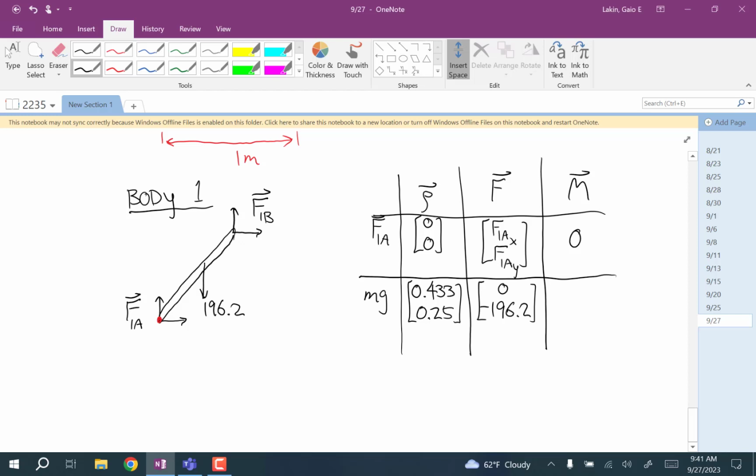Could someone calculate 0.433 times 196.2 for me? 84.95. 84.95.